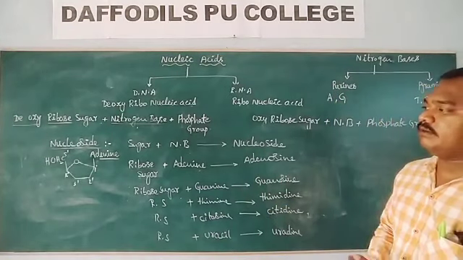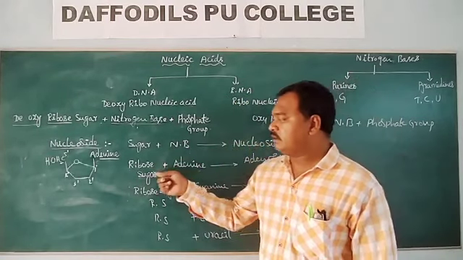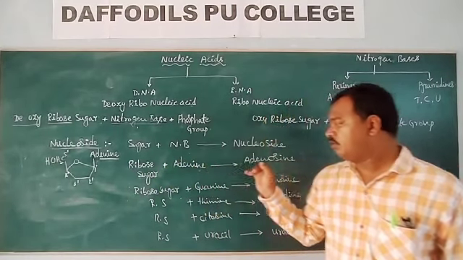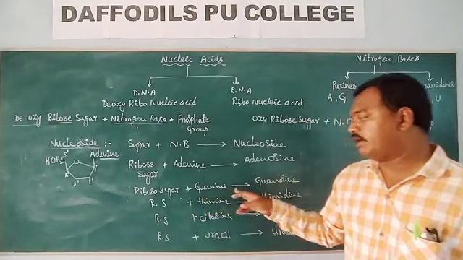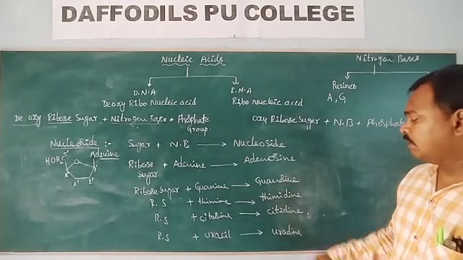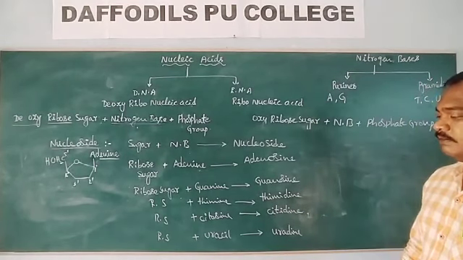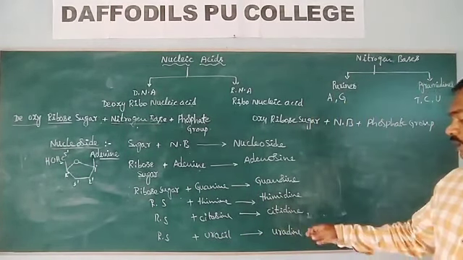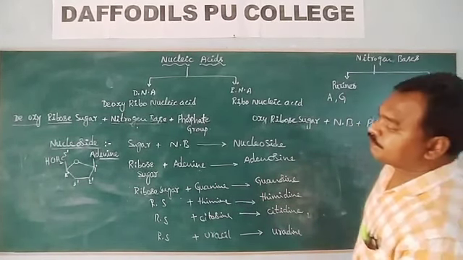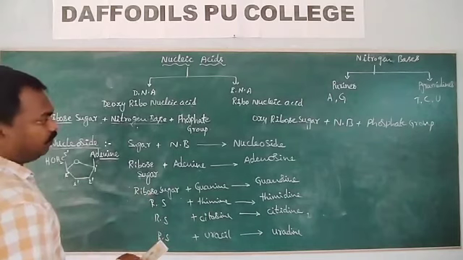So how do you get a nucleoside? When a sugar reacts with a nitrogen base, you get a nucleoside. When ribose sugar is bonded with adenine, you get adenosine. With guanine, you get guanosine. With thymine, you get thymidine. With cytosine, you get cytidine. With uracil, you get uridine. So these are the nucleosides. Now we have to move towards the nucleotides.